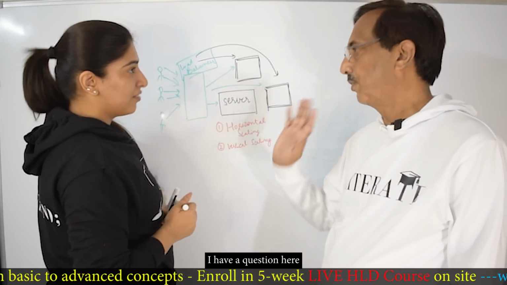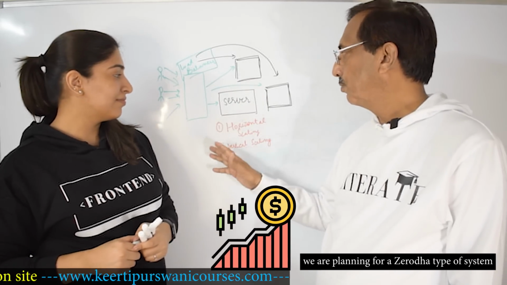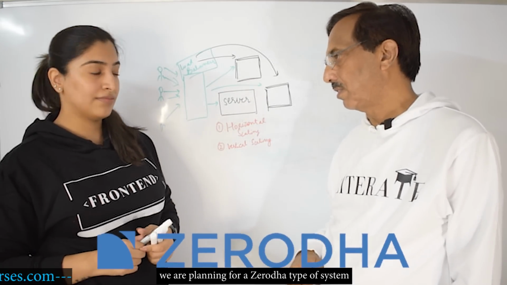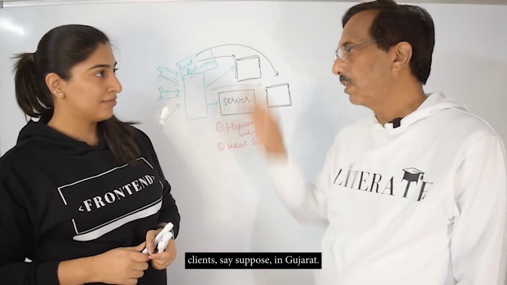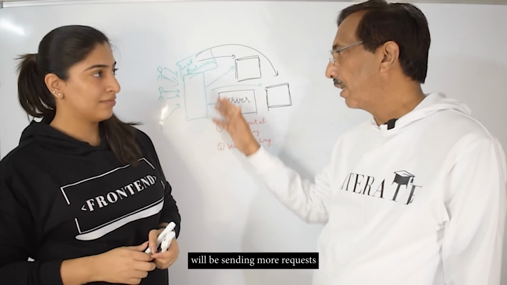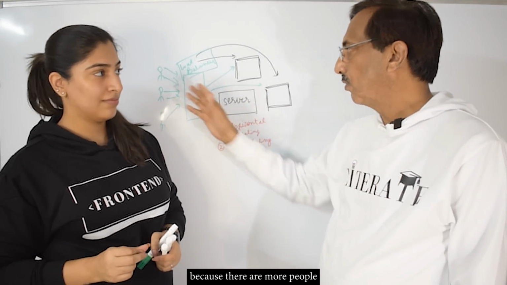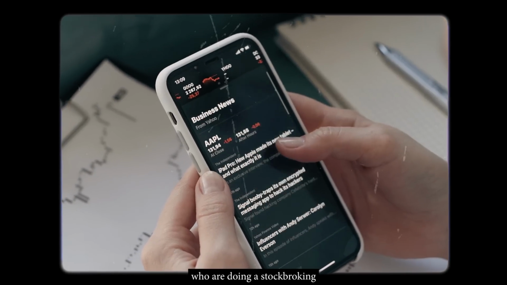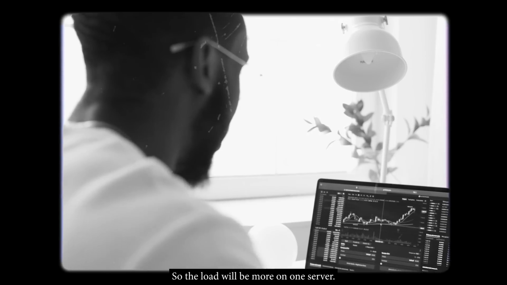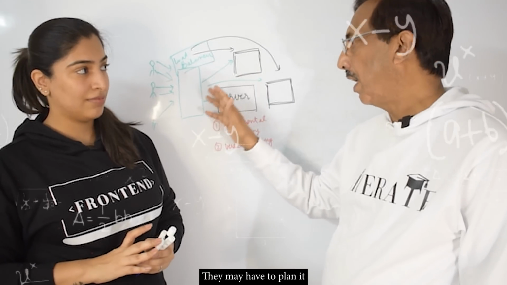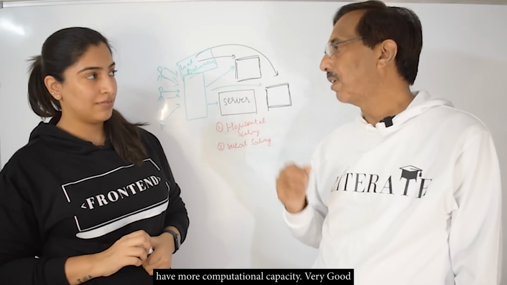Now I have a question here. Say suppose, because I am conversant with the stock systems, we are planning for a Zerodha type of system, and there are multiple servers and there are multiple clients. Clients in, say, Gujarat will be sending more requests than clients in some smaller cities, because there are more people doing stock broking or investing or trading. So the load will be more on one server. They may have to plan so that the server dealing with such requests has more computational capacity.